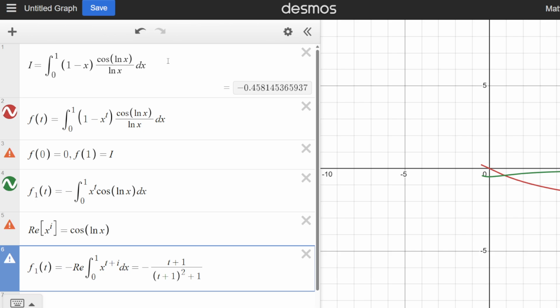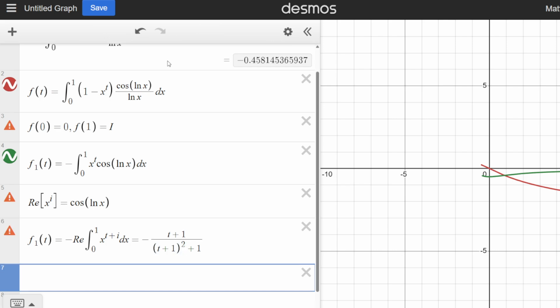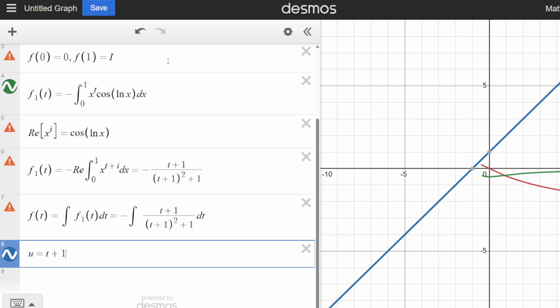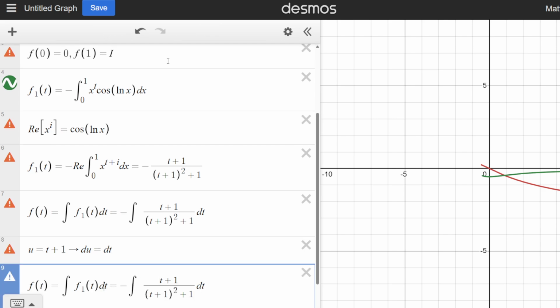So we don't want f prime of t, we want f of t. All right, I guess I'll solve this from scratch. We're going to say that f of t is equal to the integral of f prime of t dt, which is equal to the integral of this thing dt. We will let u equal t plus 1, implying du equals dt. So f of t is now equal to this.